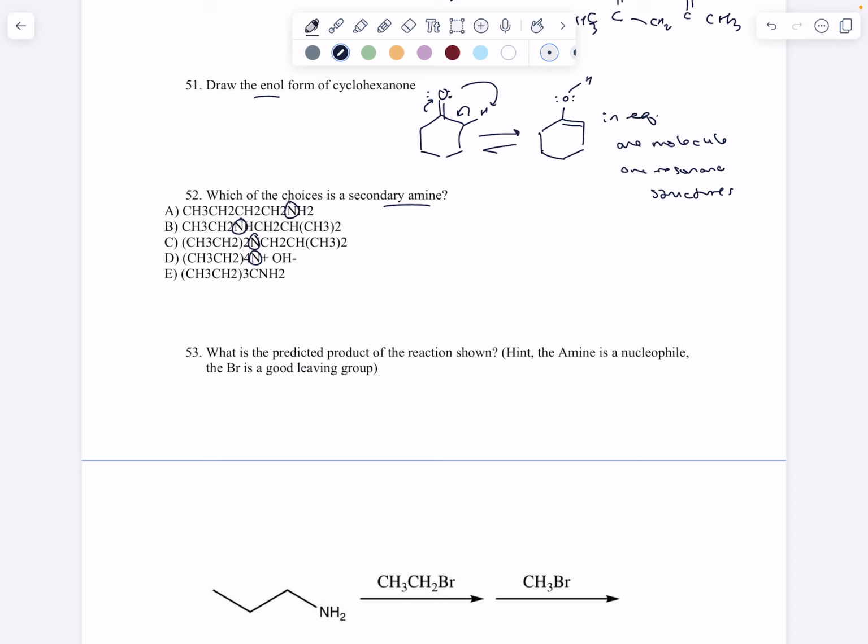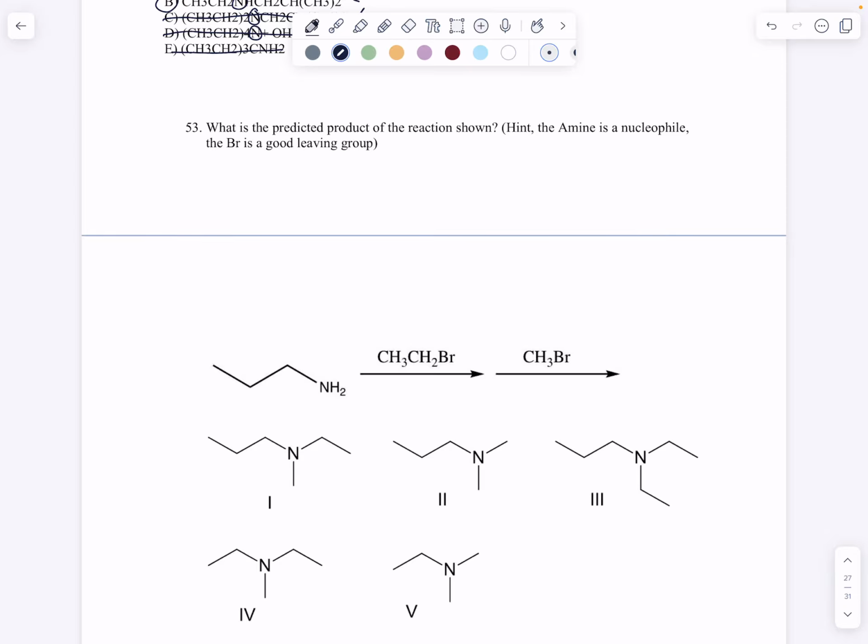Okay, well, this one has nitrogen with 4 things around it, so not that one. This nitrogen has 2 hydrogens, so not that one. This nitrogen has 2 hydrogens, so not that one. So one of these 2 is going to be our secondary amine. This does not have a hydrogen attached to it, so it's a tertiary, so B.